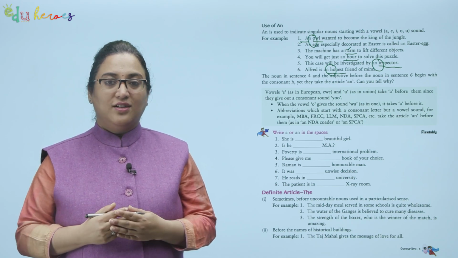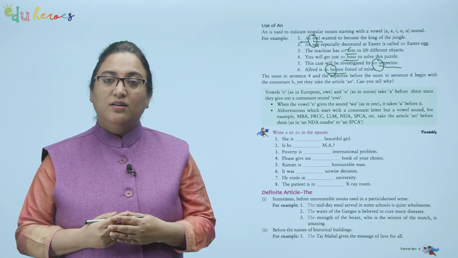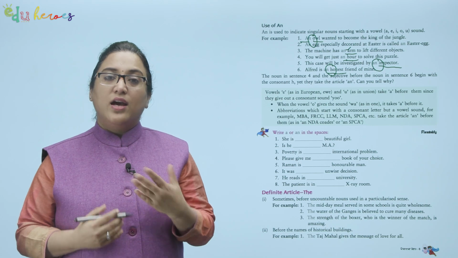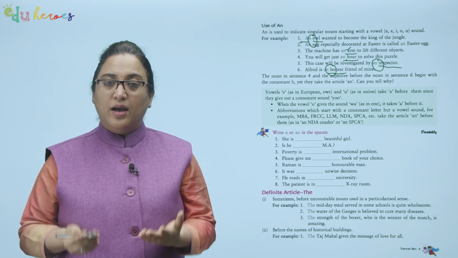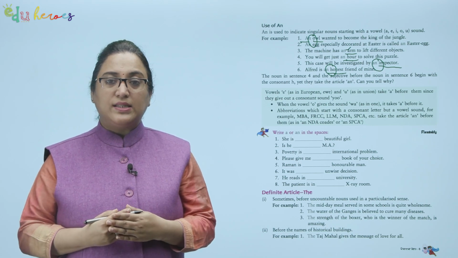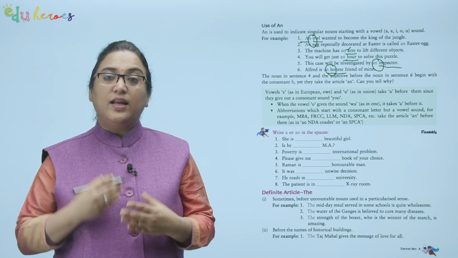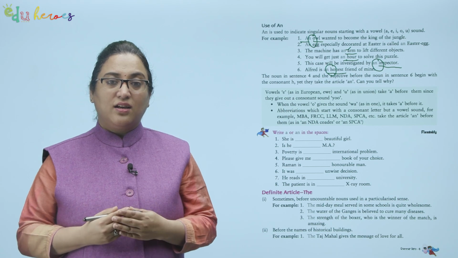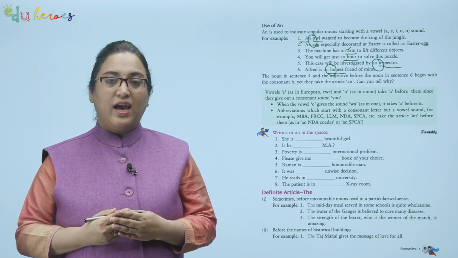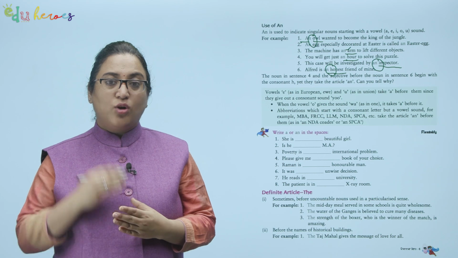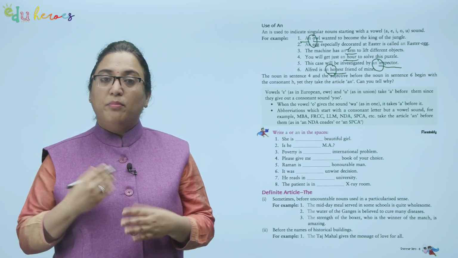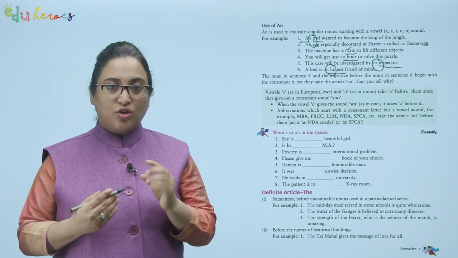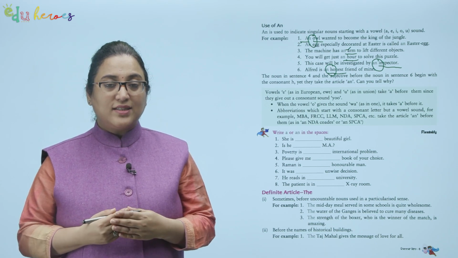Abbreviations which start with a consonant letter but a vowel sound, for example, MBA, FRCC, LLM, NDA, SPCA, etc., take the article an before them, as in an NDA coach or an SPCA. So always focus on the vowel sound no matter what the letter is. Practice this rule, this concept through the given exercise here.